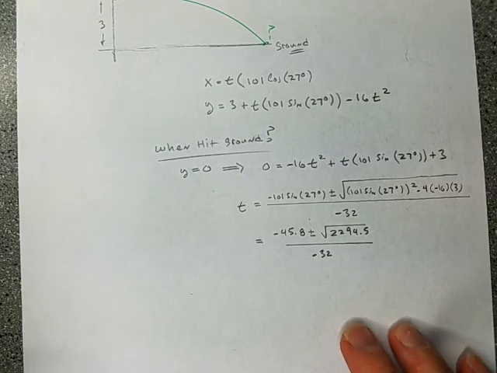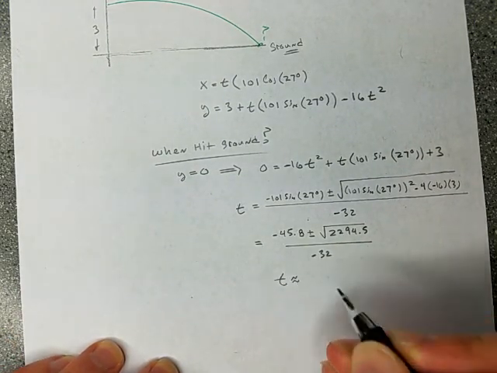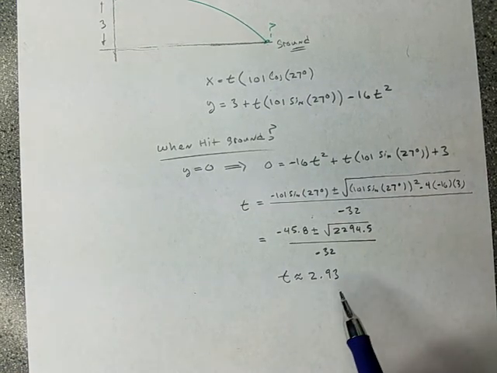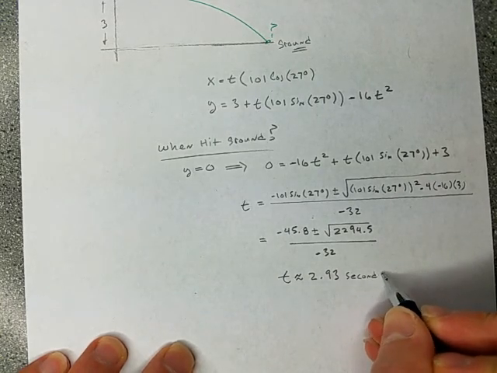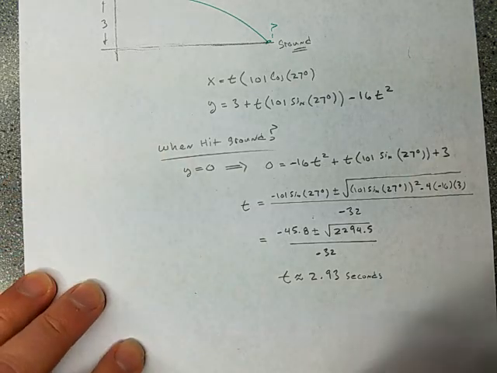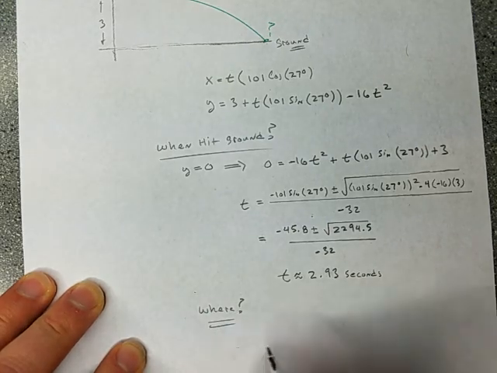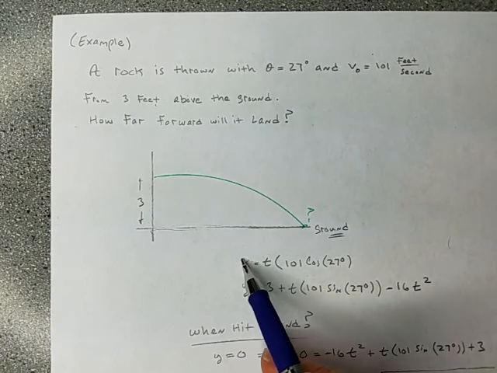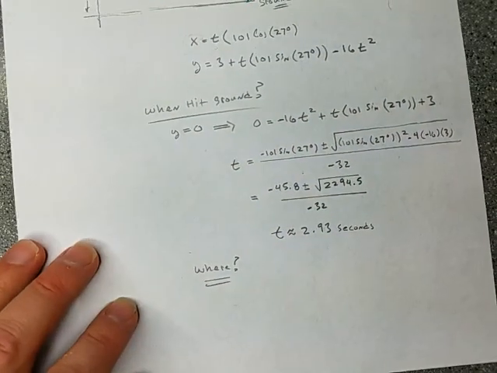So let's do the math on that, and I'll find t is approximately 2.93 seconds, because my time units are seconds. So that's the when it will hit the ground. As far as where it will hit the ground, meaning how far out that way, that will be the x coordinate of its location at the moment it hits the ground.